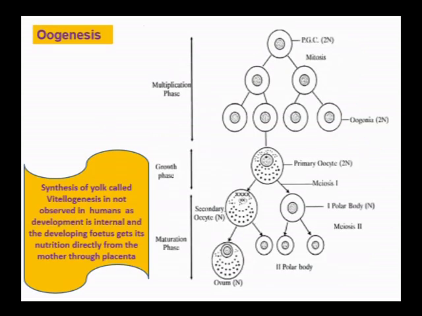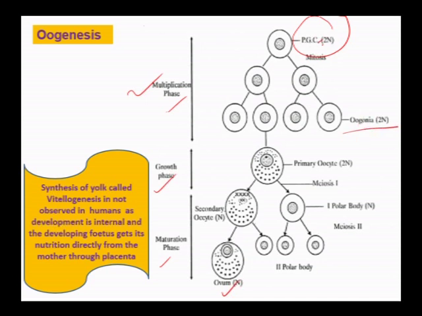Coming to oogenesis. The process of formation of a mature ovum in the ovary is called oogenesis. The egg is formed from primordial germ cells present in the ovary. Before they transform into a mature ovum, primordial germ cells pass through three different phases, namely the multiplication phase, growth phase, and maturation phase. Primordial germ cells undergo repeated mitosis in the multiplication phase, also called the proliferative phase, resulting in the formation of a large number of cells called oogonia, also called egg mother cells.